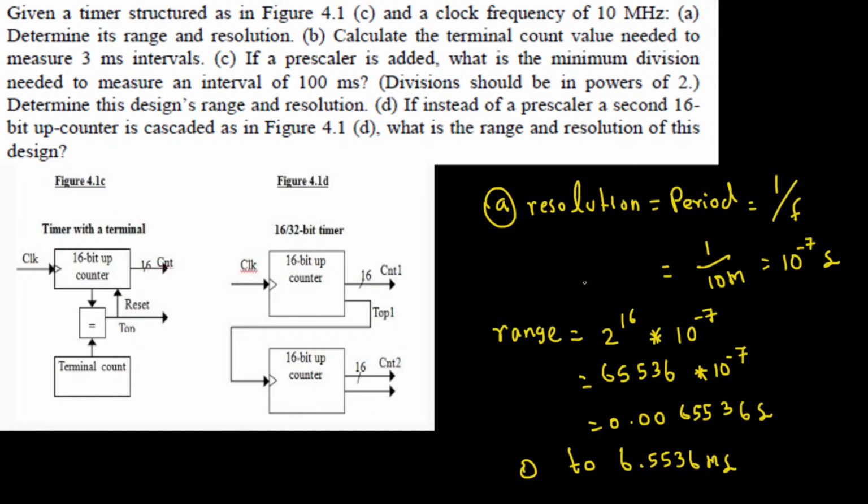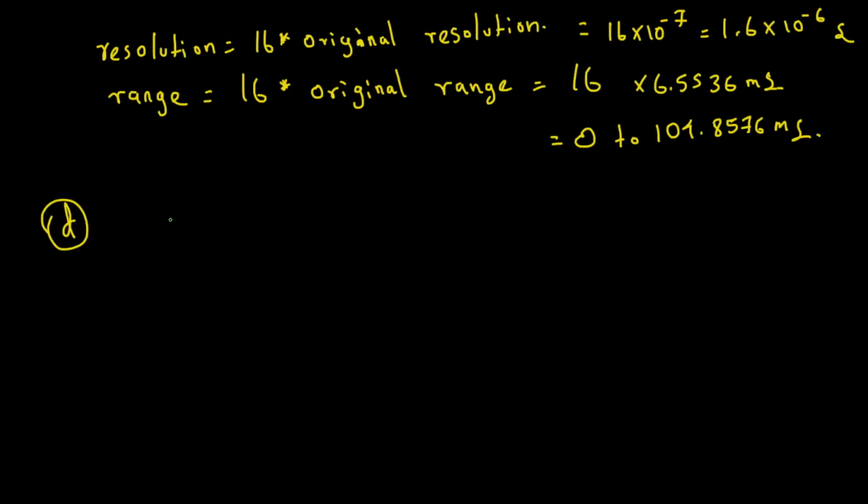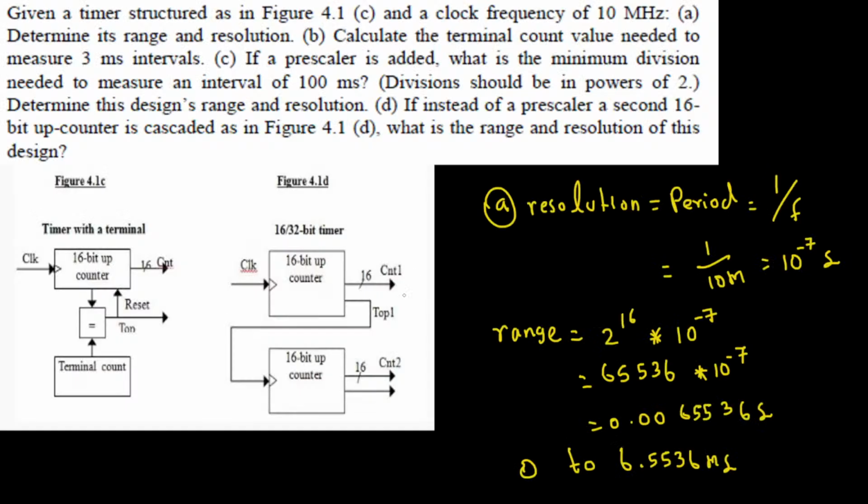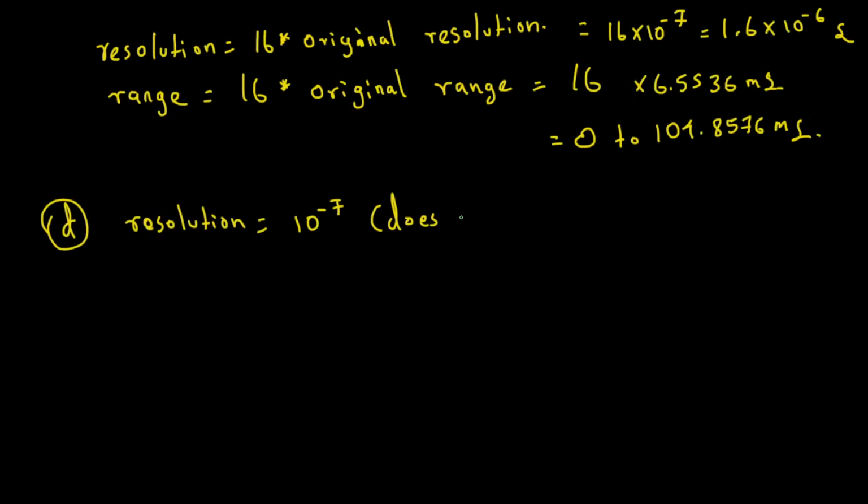So for this one, it doesn't affect the resolution. The resolution remains the same. So we can say the resolution is still 10 to the power minus 7, because it does not change if you cascade another counter like this. But the range is going to change.